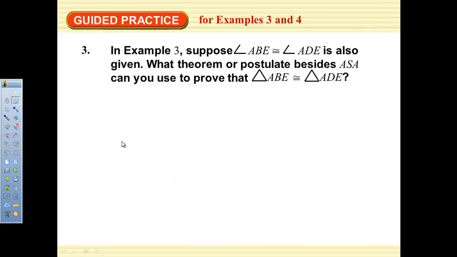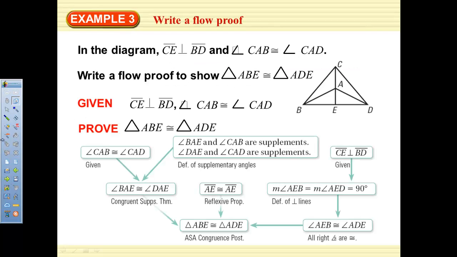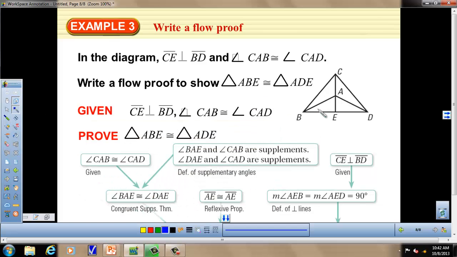And in this last part, it asks, what if ABE and ADE were congruent? What could we use besides angle side angle? We'll go back to the picture. And now they're telling us that ABE and ADE are congruent. Well, we already know that these are perpendicular, so we could still use that. And we would know that AE is congruent to AE.